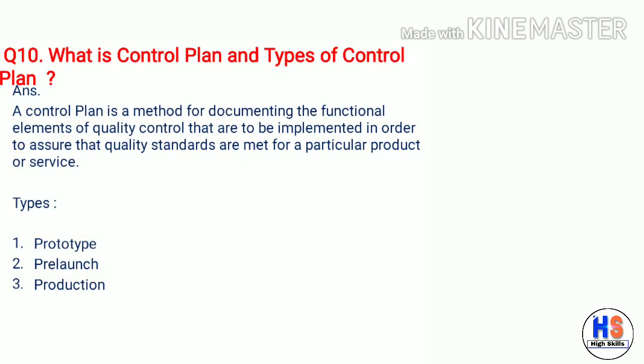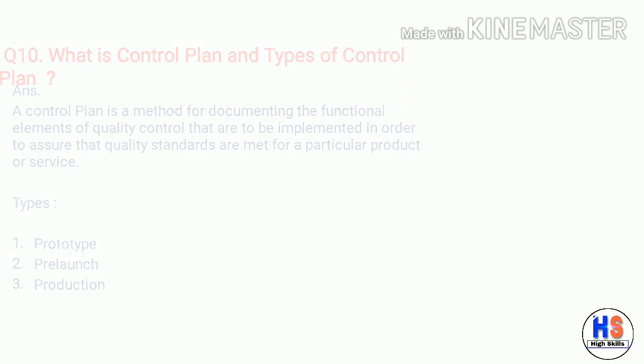The next, 10th question is: what is a control plan and what are the types of control plan. Its answer is: a control plan is a method of documenting the functional elements of quality control that are to be implemented in order to assure that quality standards are met for a particular product or service. There are 3 types of control plans. First is prototype, second is pre-launch and third is production.